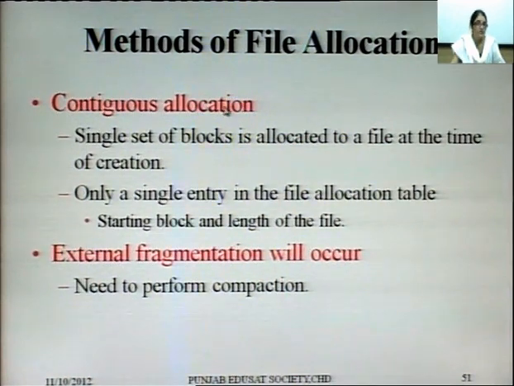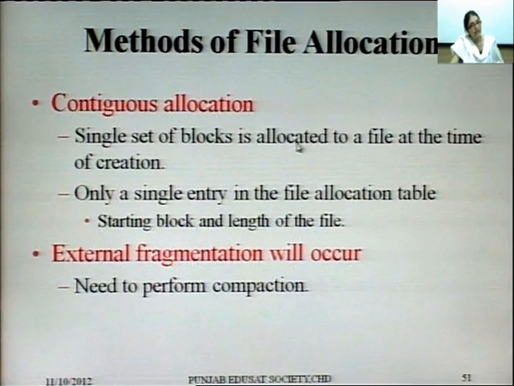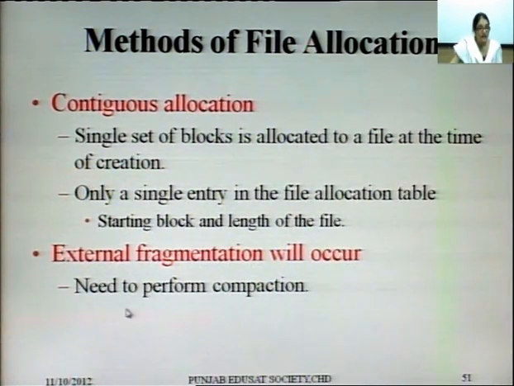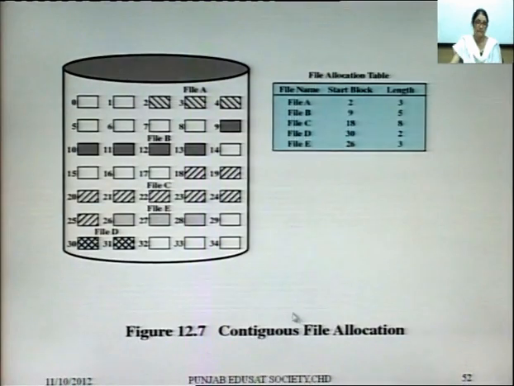In contiguous allocation of the file allocation method, there is a single set of blocks which is allocated to a file at the time of their creation. Then external fragmentation will occur, so we need to perform some compaction of the file. This is the diagram which is showing the contiguous file allocation.